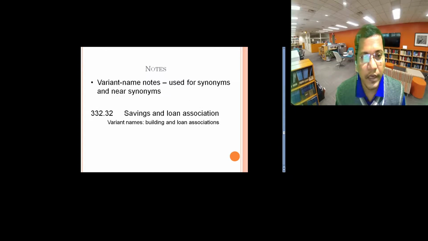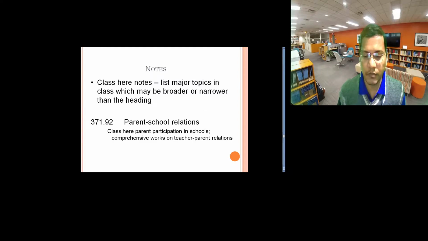Variant name notes are used for synonyms and near synonyms. For example, 332.32 Savings and loan associations, variant name Building and loan associations. So these are the variant name notes. It indicates savings and loan association, but the variant names are building and loan association, and so on. It is called a variant name note.